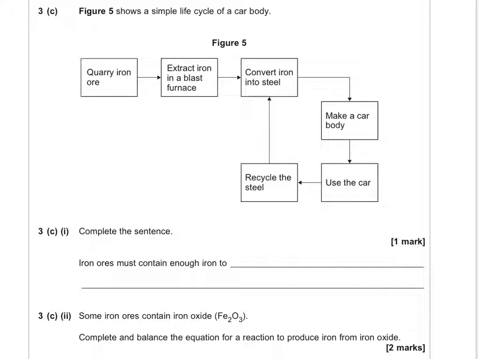Question 3c. Figure 5 shows a simple life cycle of a car body. Quarry iron ore, extract iron from blast furnace, convert iron into steel, make car body, use the car, recycle the steel. Complete the sentence. Iron ores must contain enough iron to make it economical to extract, or to make it worthwhile extracting.